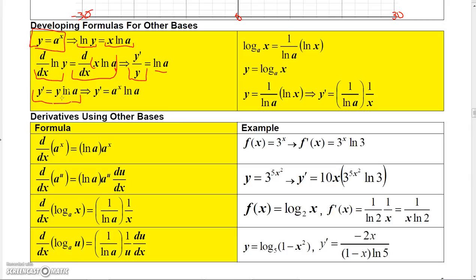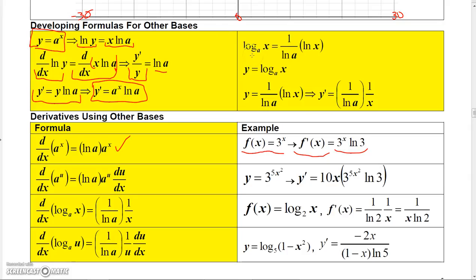So ultimately, since we knew in the very beginning that y was equal to a to the x, now we can say that y prime is just a to the x times the natural log of a, which is basically this formula here. So the derivative of a to the x is natural log of a times a to the x. So how does that work? Well, if we just wanted the derivative of 3 to the x, it would simply be 3 to the x times the natural log of 3. And that's pretty much it.